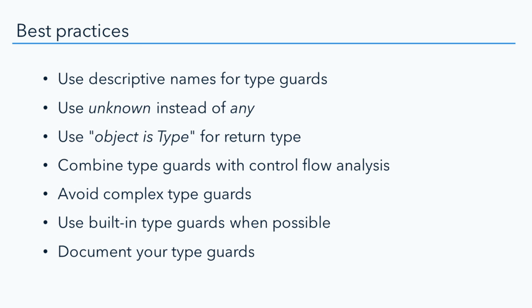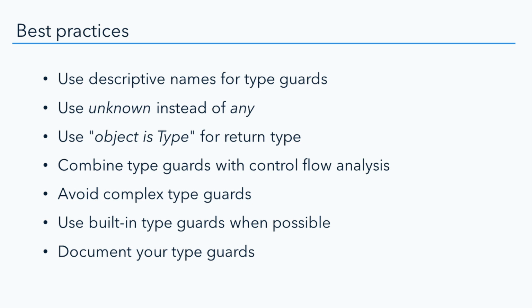Use the "object is Type" syntax for the return type. When defining a user-defined type guard, use the "object is Type" syntax for the return type to indicate that the function narrows the type of the input object to the specified type. Combine type guards with control flow analysis. Type guards can be combined with control flow analysis to narrow the type of a variable or parameter within a certain block of code. This allows you to access properties or methods of an object that are only available for a specific type.